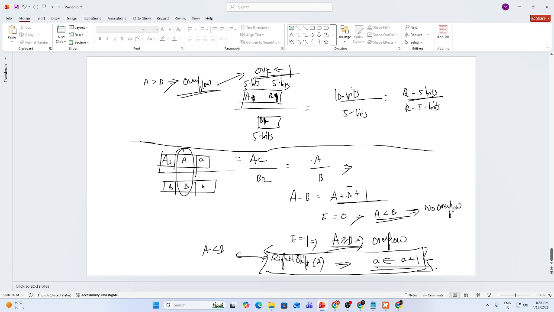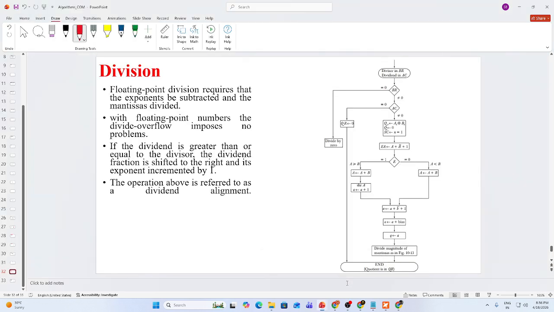In case I detect an overflow condition, I can avoid that overflow by performing one right shift and adjusting the exponent. So this is why floating point has an advantage of avoiding the overflow, right? So this is enough basics. So let us go to the algorithm now. Yeah, this is the algorithm.